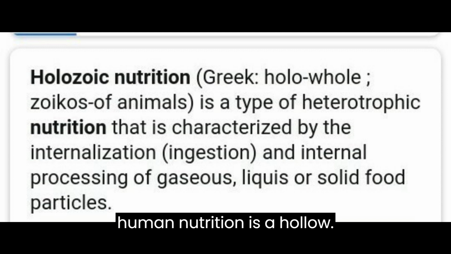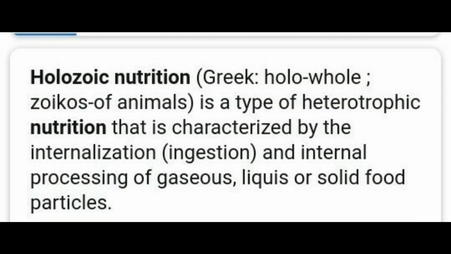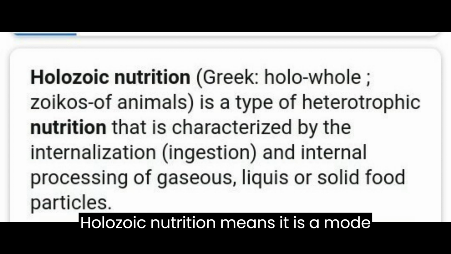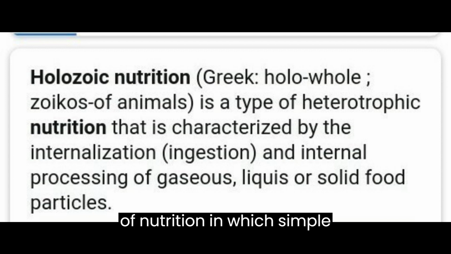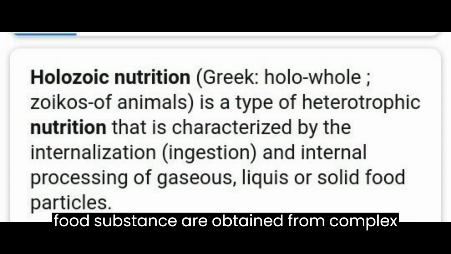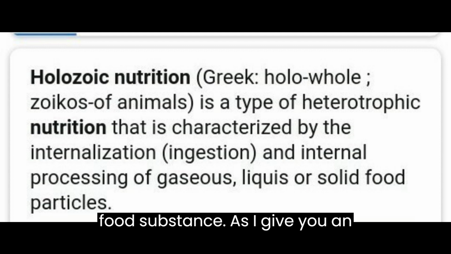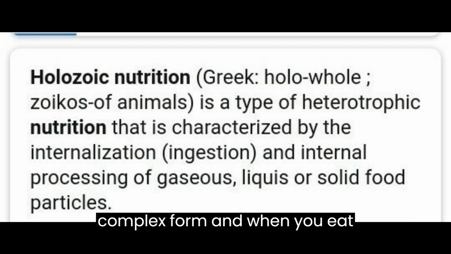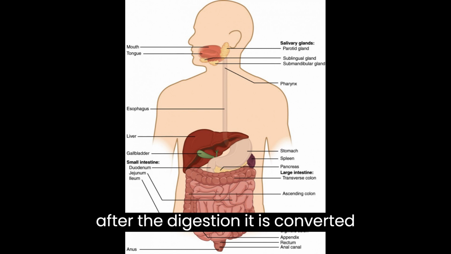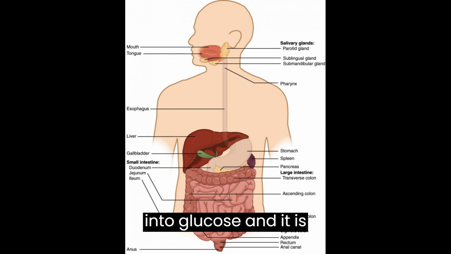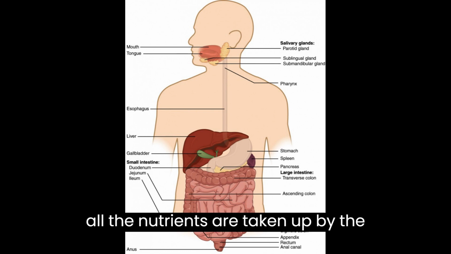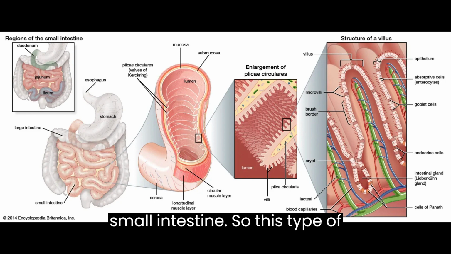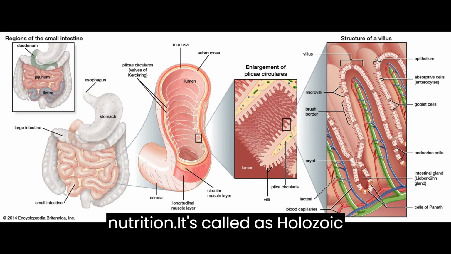So human nutrition is holozoic. Now I will tell you what is holozoic. Holozoic nutrition is a mode of nutrition in which simple food substances are obtained from complex food substances. As an example, you eat rice, which is in complex form, and after digestion it is converted into glucose, and all the nutrients are taken up by the small intestine. This type of nutrition is called holozoic nutrition.